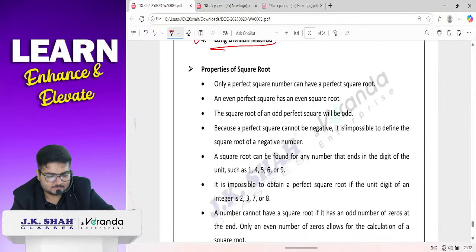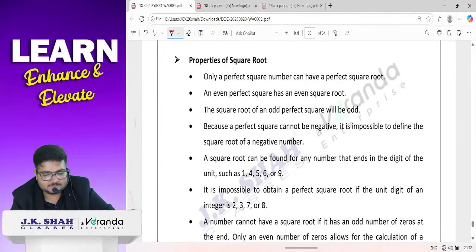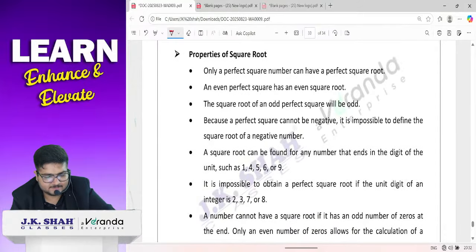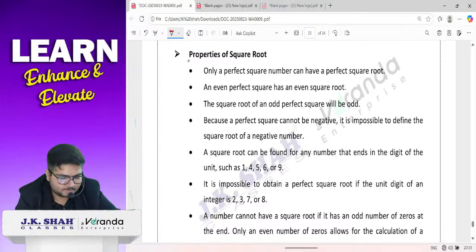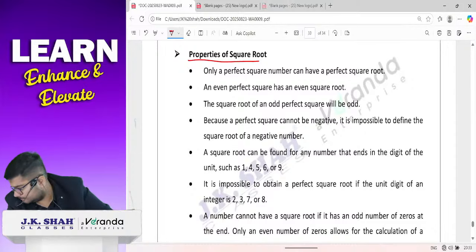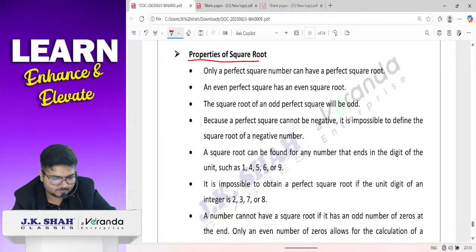Right? Now, these are the 7 points that I will explain to you. Then we will wind up with YODHA 5.0. So now this is the climax of your YODHA 5.0. Right? Properties of square roots. You can expect a question from this.